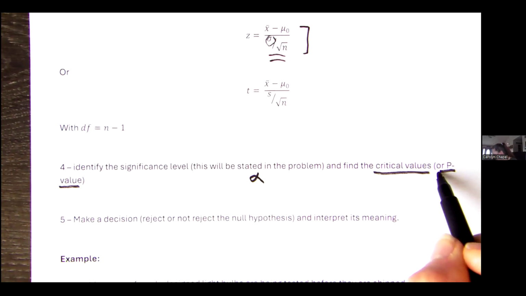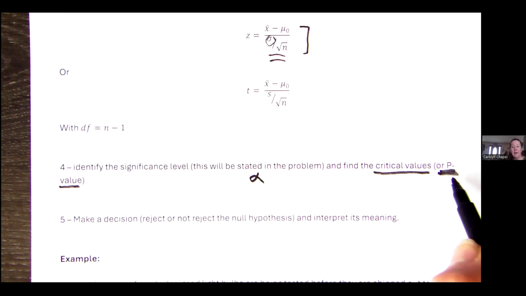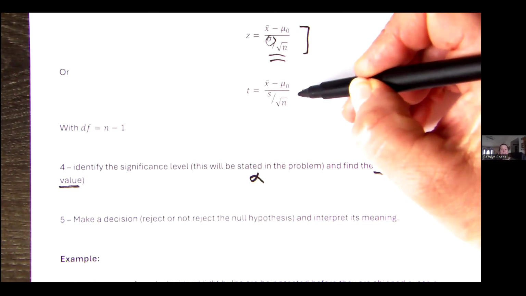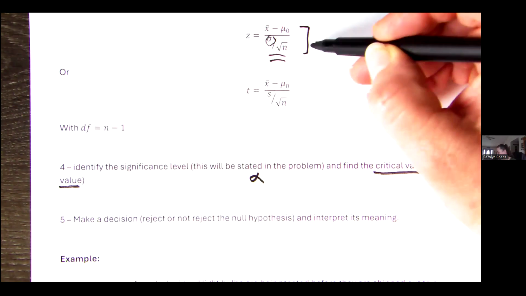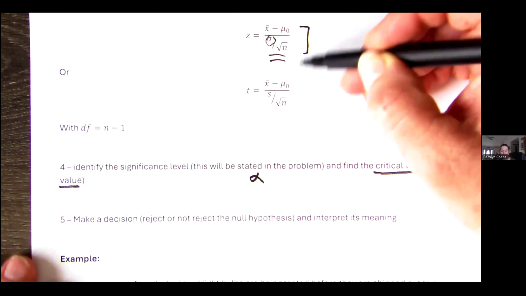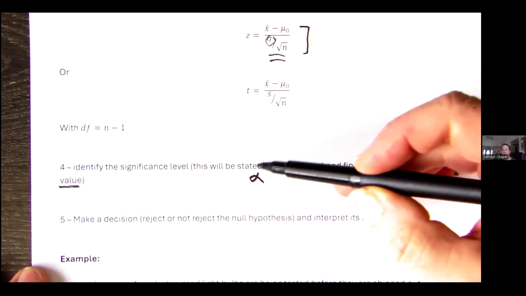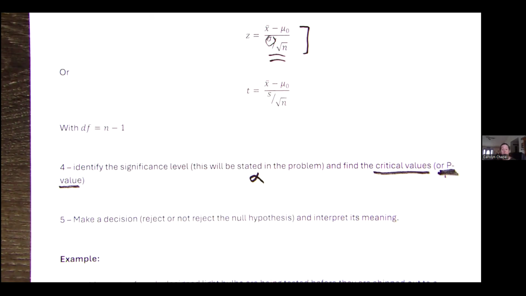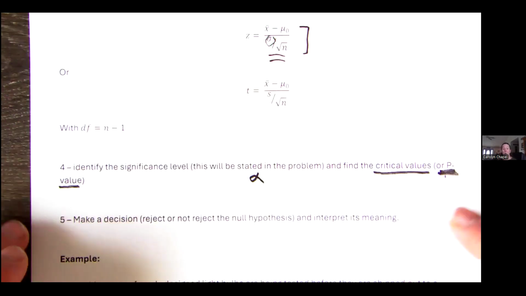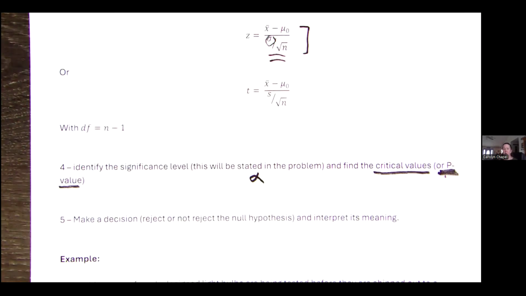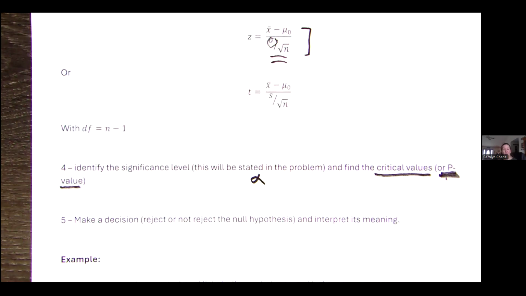Most software nowadays does find our p-value. The p-value is going to be associated with that test statistic, hence why they usually calculate it. The critical value is more of a historical method, and that is associated with the alpha level, which is stated in our problems. But again, we will go through examples and walk through all of the steps to decide what we're going to do.